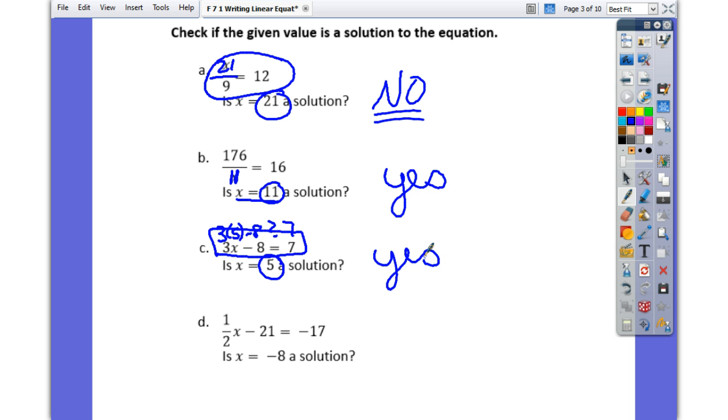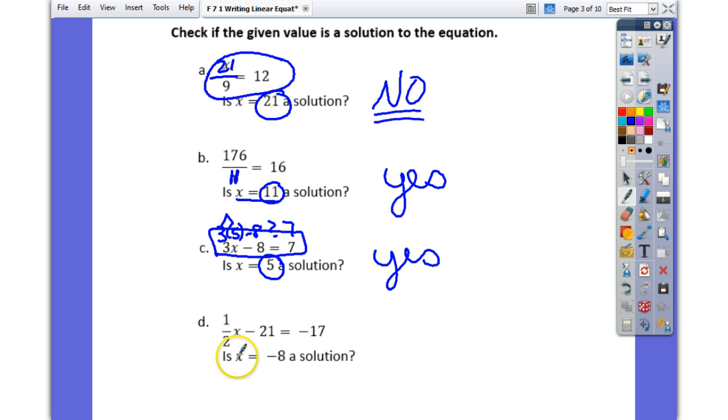Now remember, those blue calculators don't do order of operations. If some of you are using a scientific one, those do order of operations, some of them. But here you'd have to go 3 times 5, it was in order anyway. 15 minus 8 is 7.